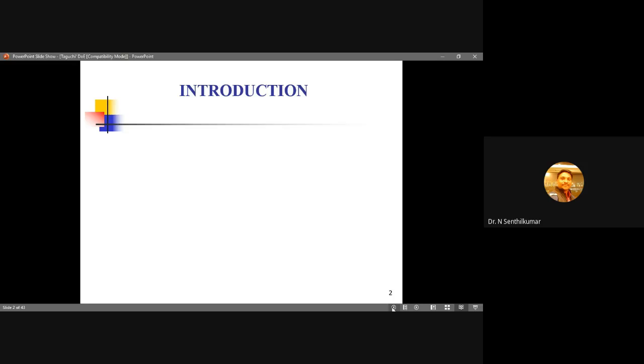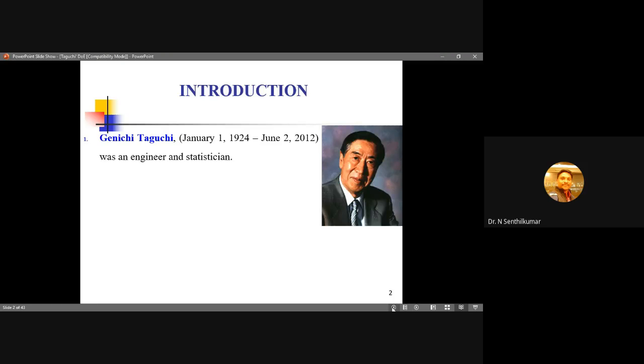Junichi Taguchi is the actual name of the scientist. He is from Japan. He is an engineer as well as a statistician. That's why he has used his statistical tools to incorporate that in the quantification of the analysis. So this is the person, Junichi Taguchi.